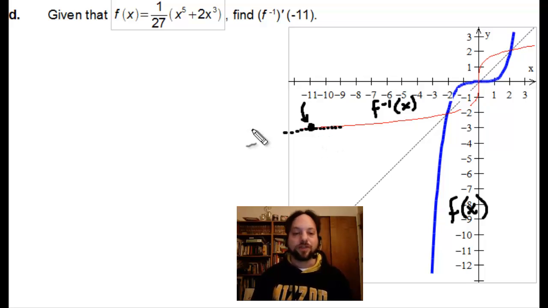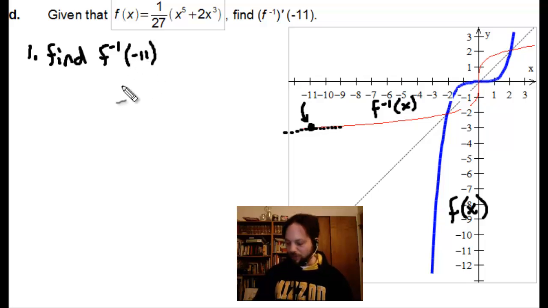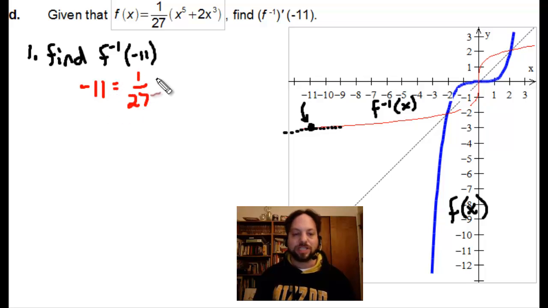So, of course, the first step here is to just go through and find what is the inverse point when we're dealing with the inverse of f at negative 11. And the way we do that is not entirely too difficult. We're just going to use our original function, and instead of this being x, because we're talking about the inverse, this is actually going to equal y. So the way this is going to look is negative 11 equals 1/27th multiplied by x to the fifth plus 2x cubed.